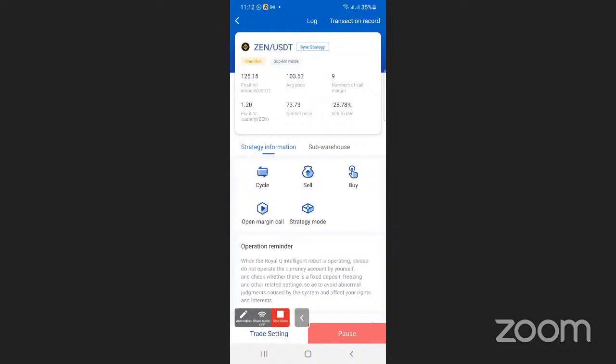Yes, you have answered. Mine right now is not showing stop. It's already stopped. Yeah, it has already been stopped automatically. Once the robot finishes your USDT, it automatically stops the margin calls. Thank you very much. I'm grateful. All right.